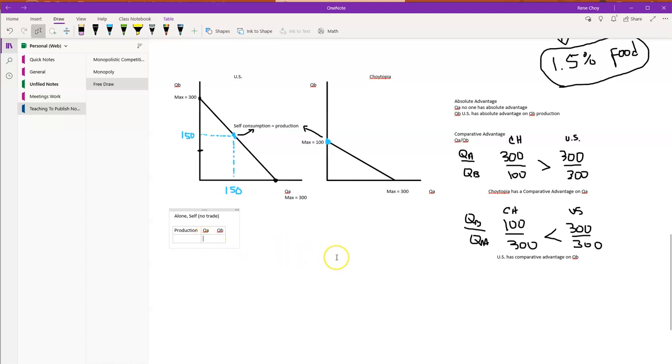All right, so production of QA for the US is 150, and production of QB is also 150. For Choitopia, they produce 100 QB but 0 QA. So basically the total production of QA and QB is 150 QA and 250 QB. Again, that's the total production alone for both countries.